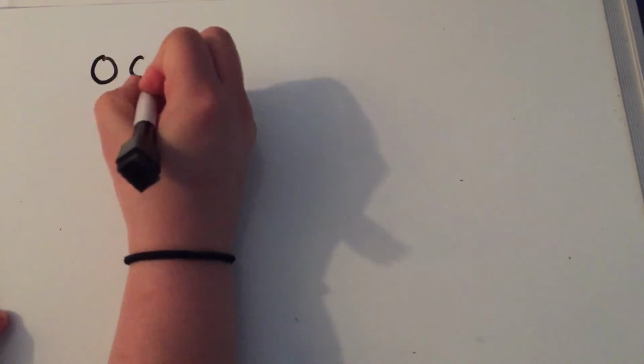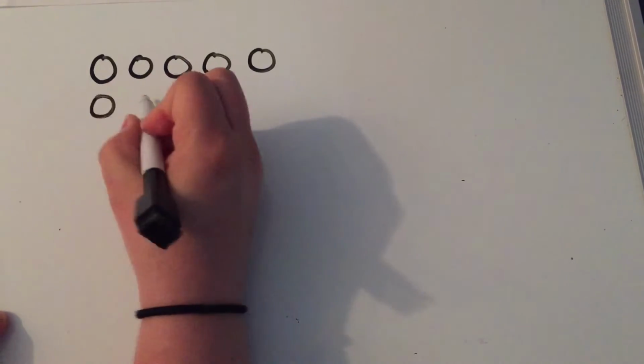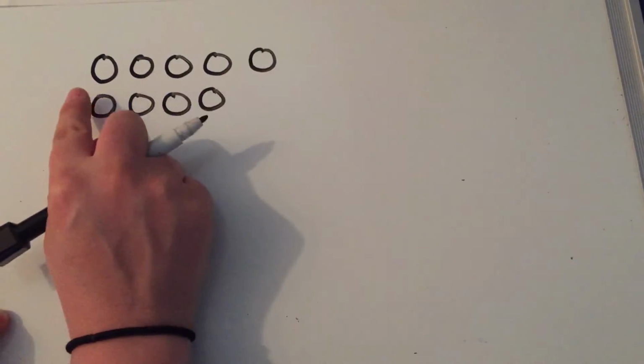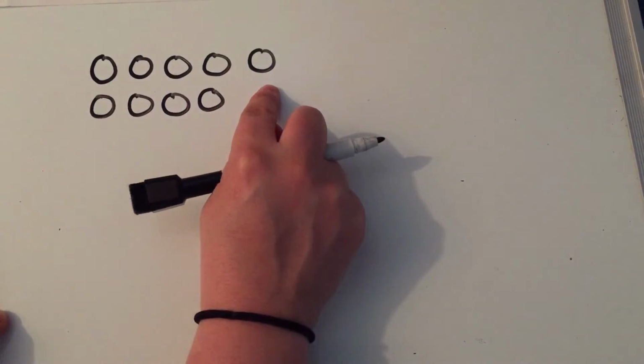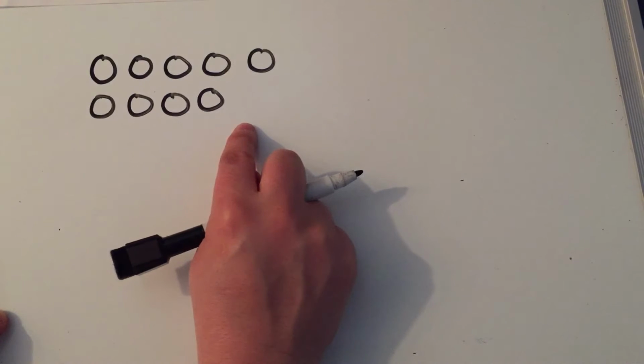So here we go. Connie had 9 bouncy balls. I'm going to draw the balls in a 5 group way. 1, 2, 3, 4, 5, 6, 7, 8, 9. Remember, a 5 group way means you have 5 across and then you go to the next row down.